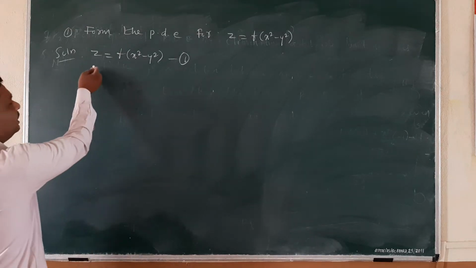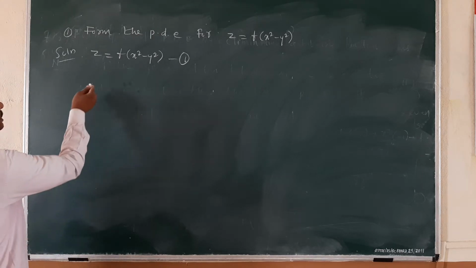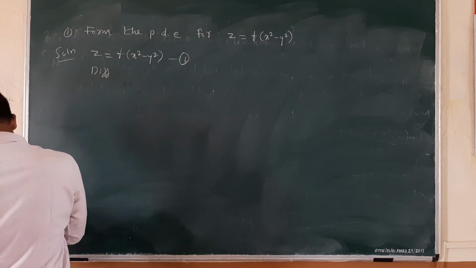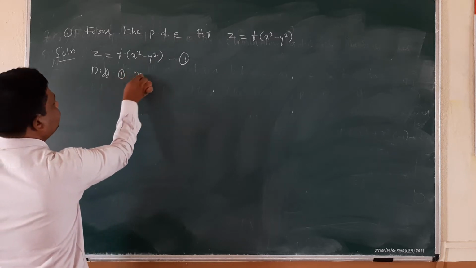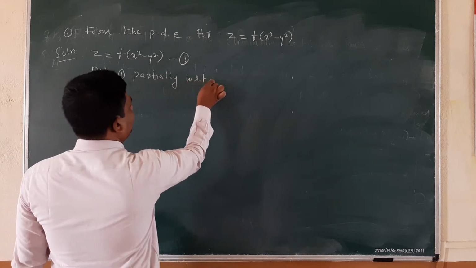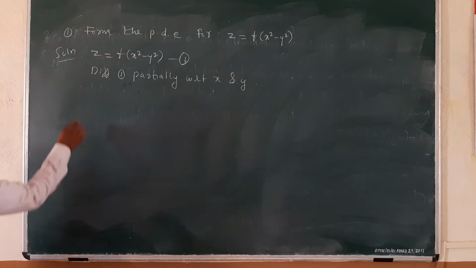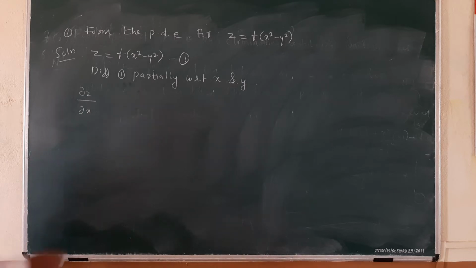First I will differentiate this with respect to x. Differentiate equation number 1 partially with respect to x and with respect to y. So first, dou z upon dou x. This I will write as p, dou z upon dou x, and take dou z upon dou y as q.